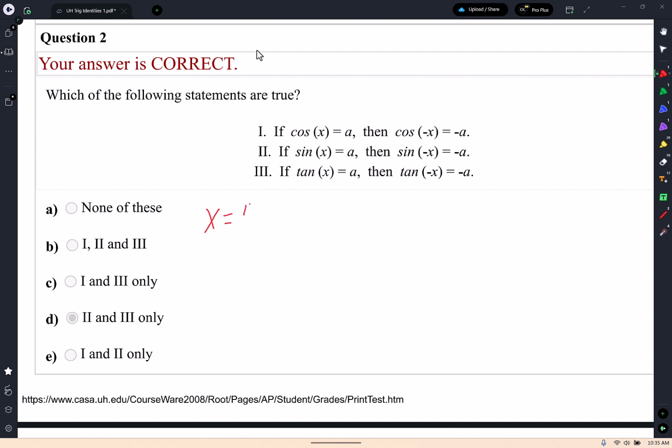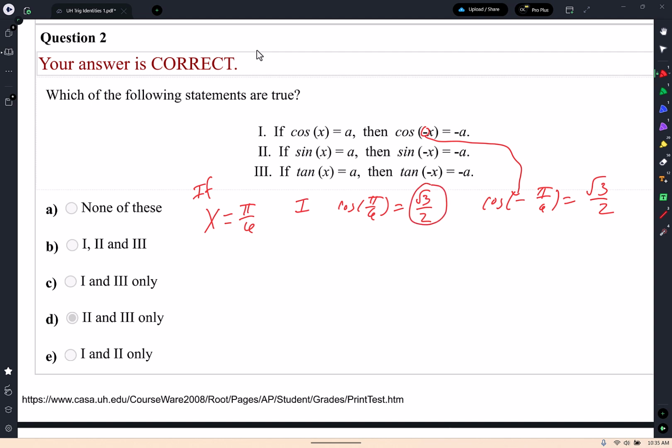Pick an x value. If x equals pi over 6, then Roman numeral number 1, cosine of pi over 6 is square root of 3 over 2. Hopefully you guys know that off the top of your head. And then remember, x is pi over 6, so that's what I made it. So the other one, cosine of negative pi over 6, is also square root of 3 over 2. That's the same as that. And let's see what it's saying. A and negative a. Nope. It should have just been a and a on both of them. Do you guys see how we did it?